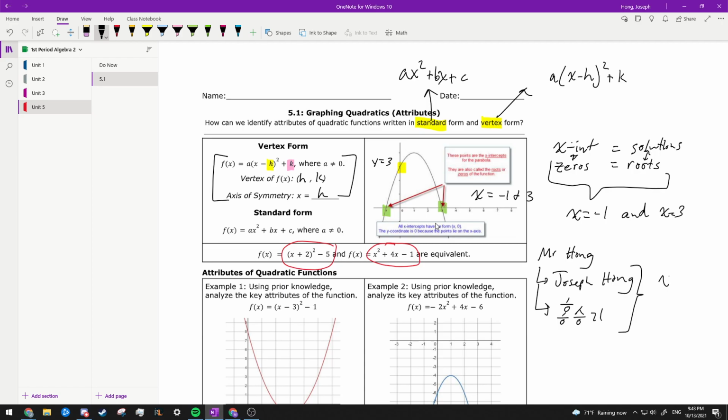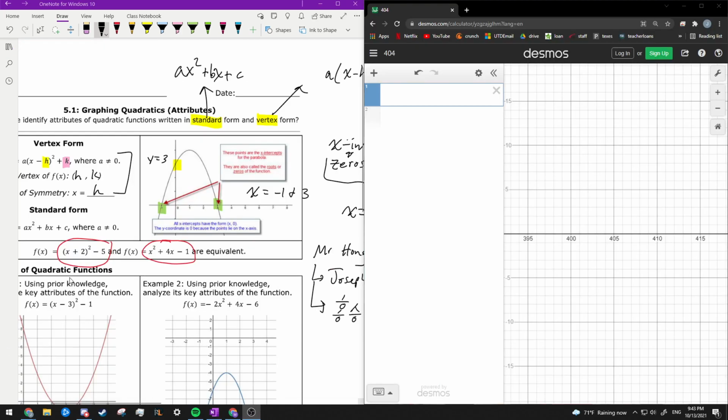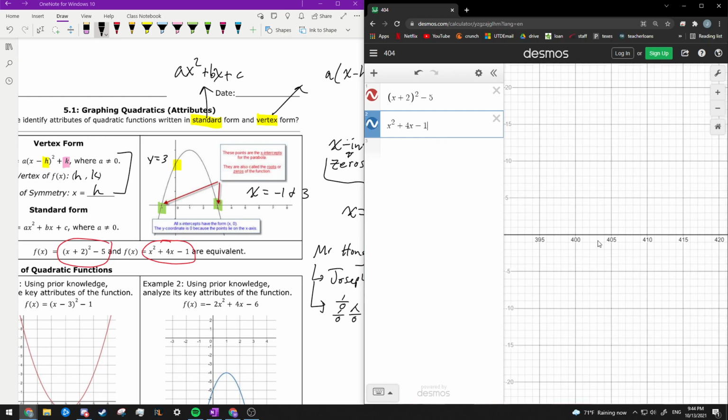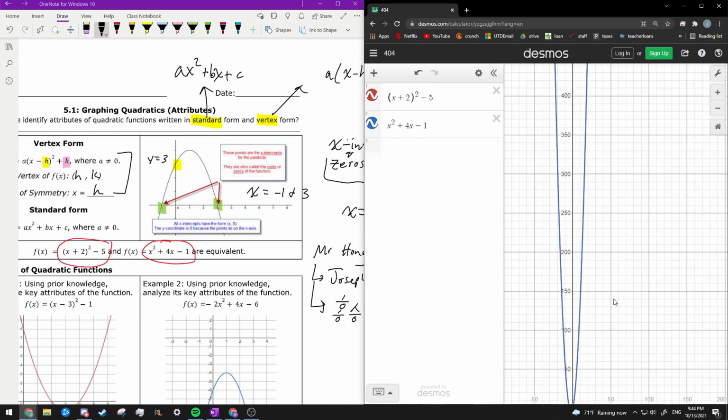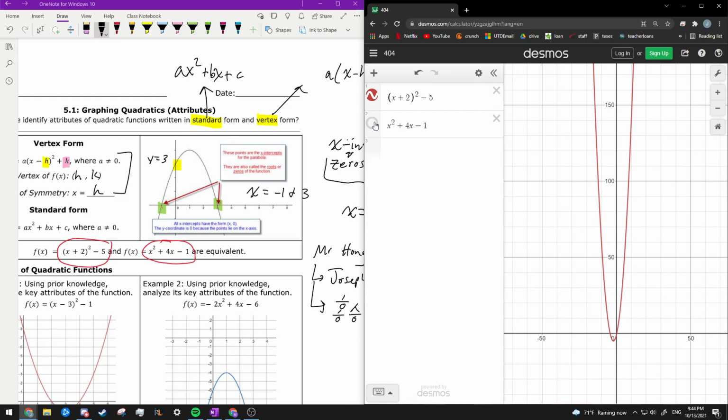So when I talk about (x plus 2) squared minus 5, and x squared plus 4x minus 1, these 2 are the same thing. And I can just show you on Desmos, so let's come right back. Okay, so if I type in (x plus 2) squared minus 5, and I do x squared plus 4x minus 1, let's take a look. So we can see that my blue graph is graphed. If I hide the blue graph, it becomes a red graph. So these two graphs are exactly the same.